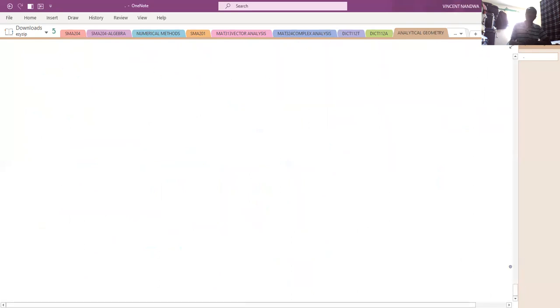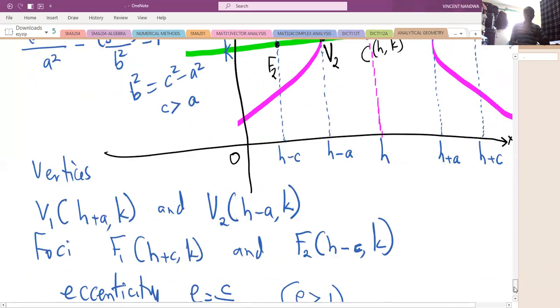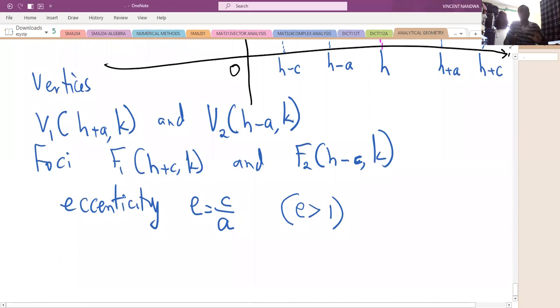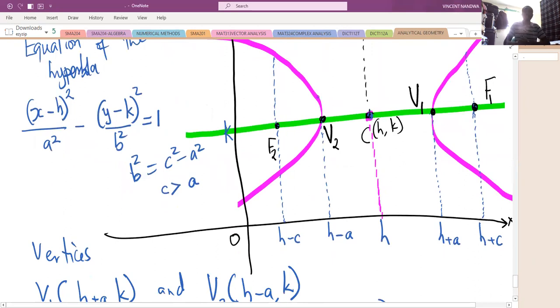And then in the next session, we'll study how to find the coordinates of the vertices, foci and eccentricity, and also the equation when the transverse axis is parallel to the y-axis.